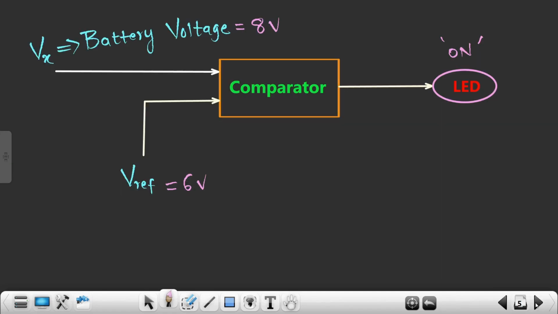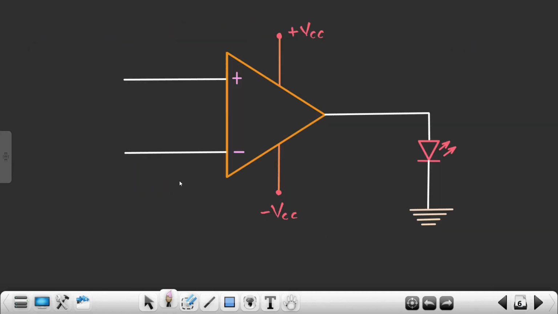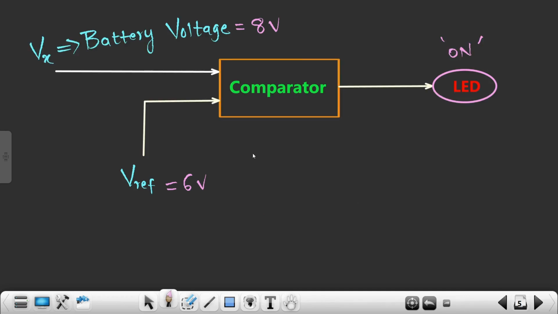But the most important point is where we are going to connect the reference voltage and where we are going to connect the battery voltage. So that is another point. Okay, so let's try to see that. What we want is that if my battery voltage is greater than my reference voltage, then my LED should be in on condition. This is the basic idea, right?